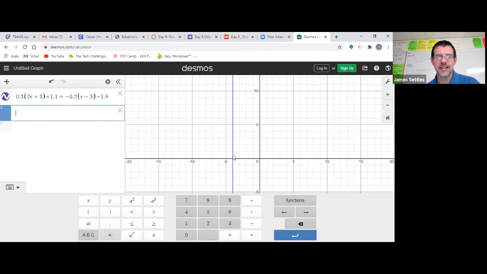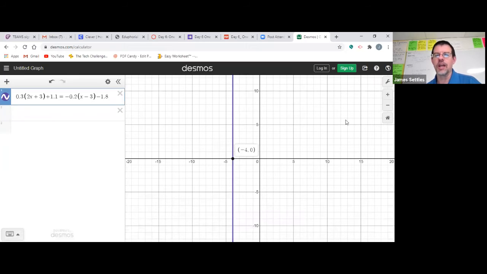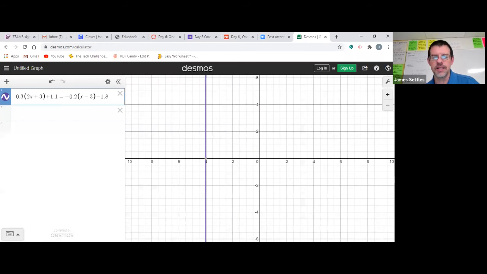Okay. And so if you need to zoom in, then hit the plus sign and you can zoom in and it'll even put -4 right there for you. But you can always just hover over it and it'll pop up that -4 right there. So it's just where it crosses the x-axis. Okay, so wherever it touches the x-axis is your answer.